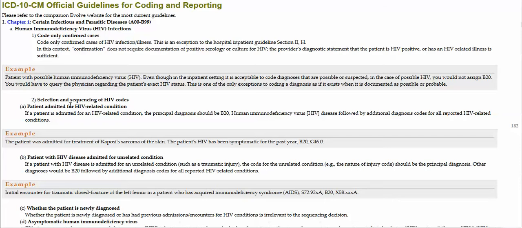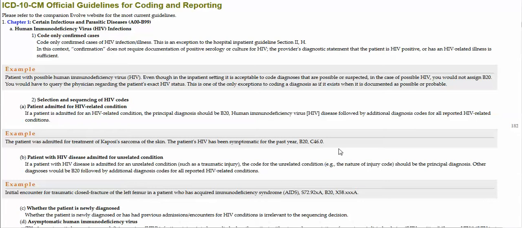Let's look at number 2, selection and sequencing of HIV codes. So a patient is admitted for an HIV-related condition. Let's read it first. If a patient is admitted for an HIV-related condition, the principal diagnosis should be B20, HIV disease, followed by an additional diagnosis code for all reported HIV-related conditions.